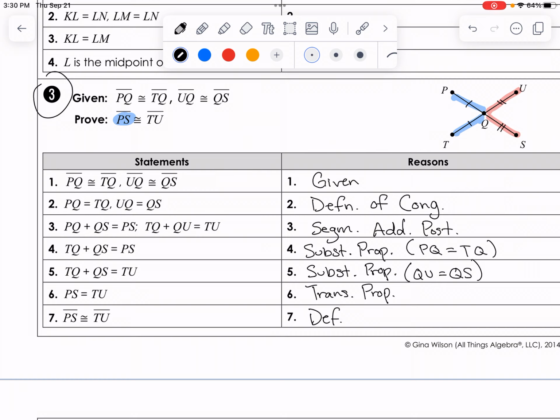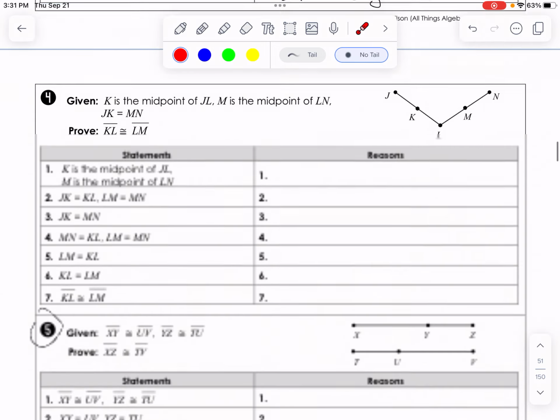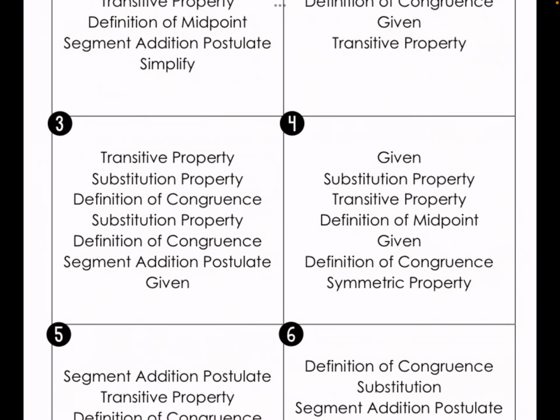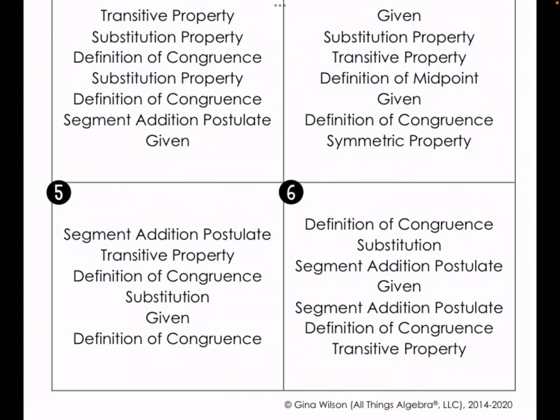So what we did here is we've proven the statement that line segment PS is congruent to line segment TU, that entire thing right over here. Okay, let's turn to the next page. We're going to go to number 5. So again, you're welcome to pause the video, try it yourself, figure out what goes where.